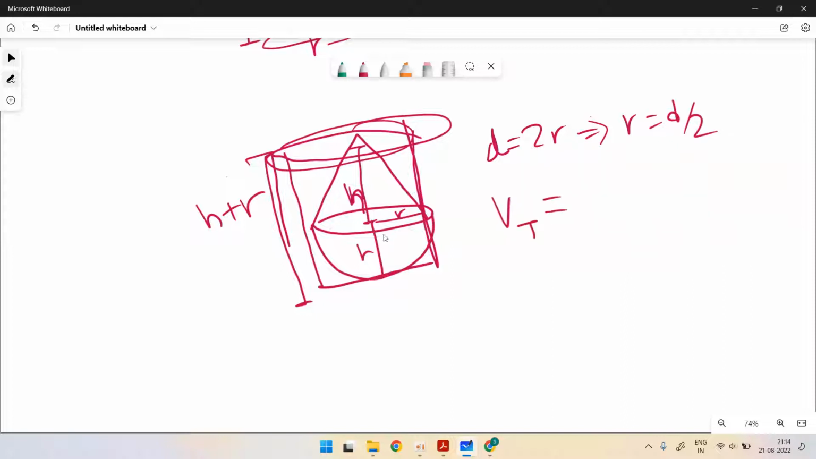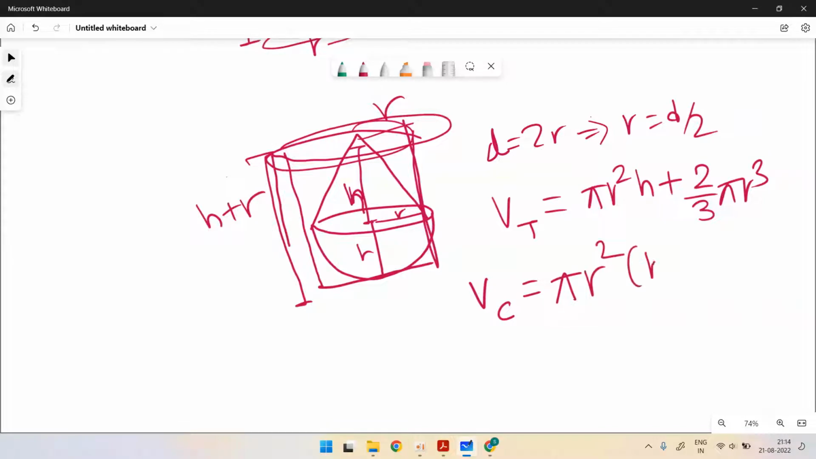Volume of toy, VT I am writing, is the volume of this cone, 1 by 3 pi R square H, plus the volume of this hemisphere, 2 by 3 pi R cube. Now the difference is the volume of the cylinder minus the volume of this toy. Volume of cylinder VC is given by: this is R, this will also be R, this is H, this will be H plus R. VC will be pi R square H plus pi R cube.